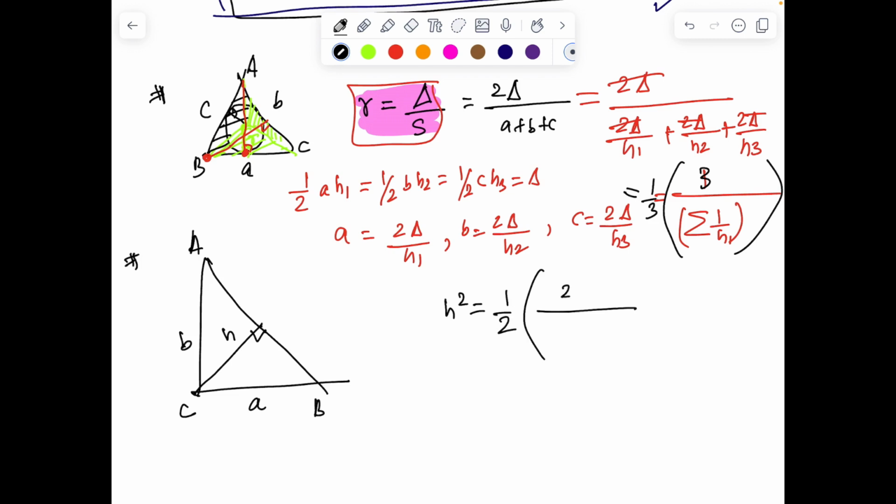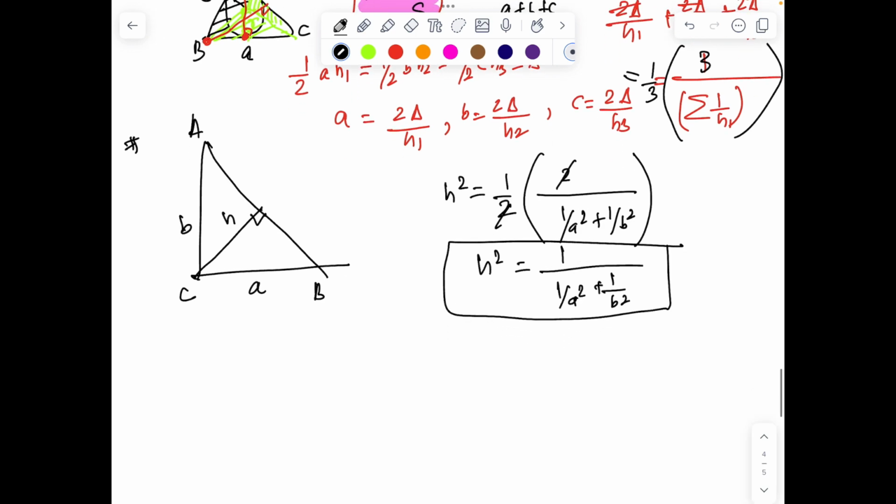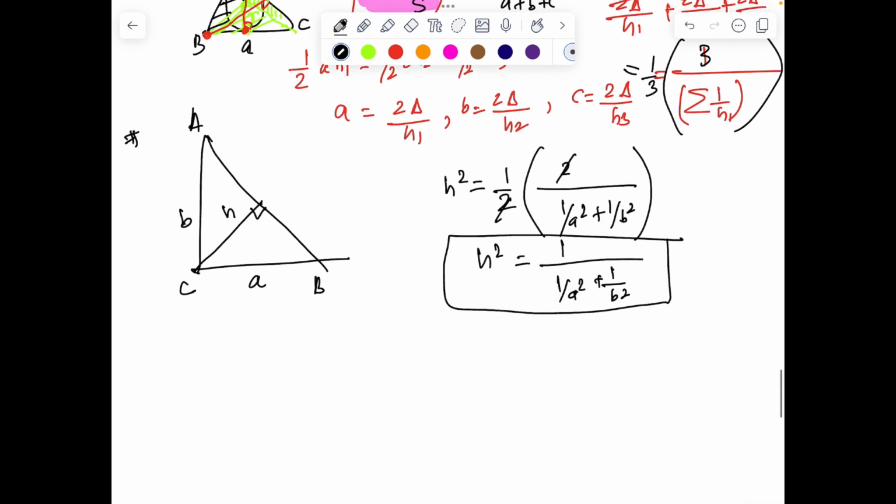मतलब हाफ टाइम्स 2 बाई 1 बाई a स्क्वायर प्लस 1 बाई b स्क्वायर. बेसिकली आपको ये प्रूव करना है कि 1 बाई h स्क्वायर इज 1 बाई a स्क्वायर प्लस 1 बाई b स्क्वायर. अब this is also interesting क्योंकि this you can do using similarity as well और पाइथागोरस थ्योरम.